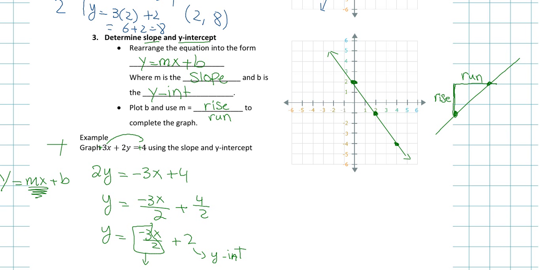Do you guys see that? So again, you start with the y-intercept, you go down, whatever your slope is. In this case, we were going down. We're going to go down 3, and then we're going to go to the right 2. Then down 3, to the right 2.